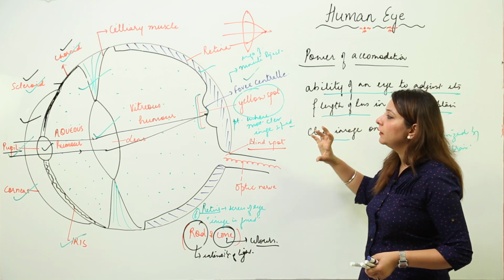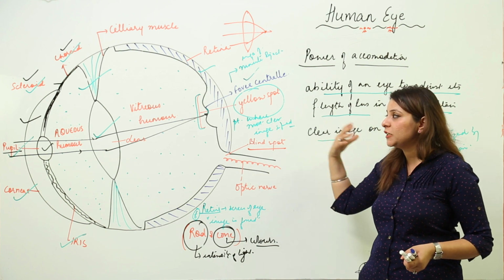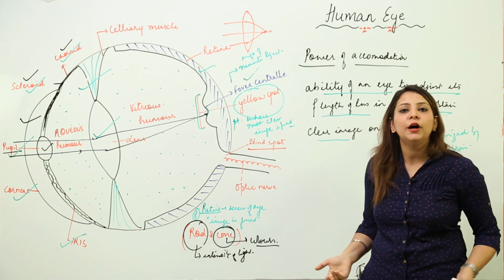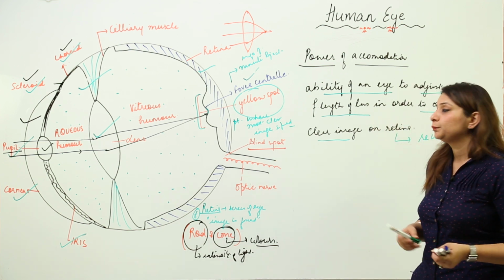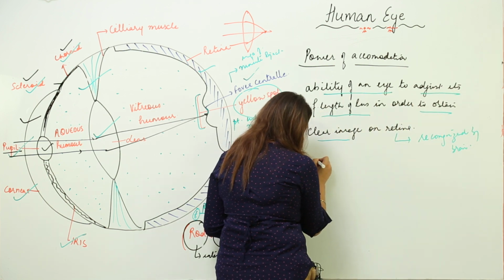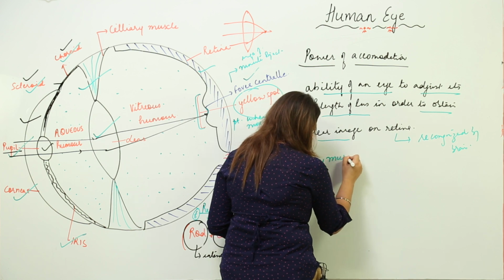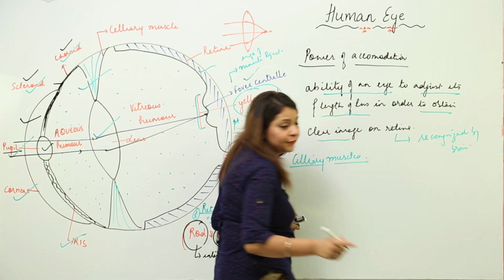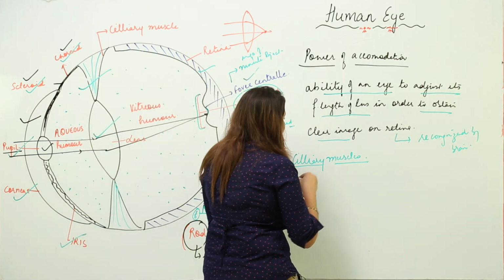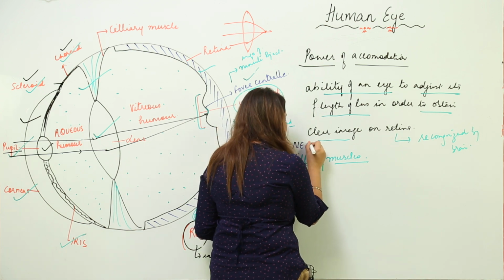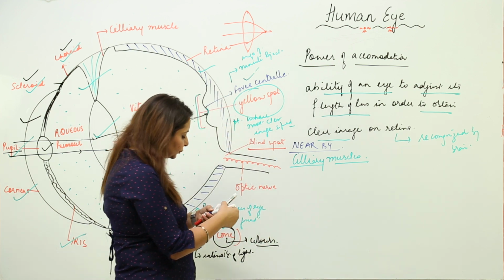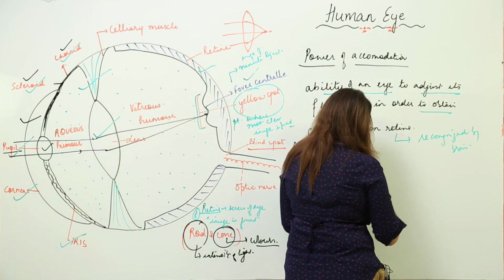But there has to be a certain phenomenon occurring in the eye, that is why we can see a nearby object clearly as well as a far off object clearly. So this is the power of accommodation, and what is responsible? Obviously the ciliary muscles, because they are holding the lens, so they are going to adjust the focal length of the lens as we have discussed prior also. So when you need to see a nearby object, the object which is near to you, then what happens?